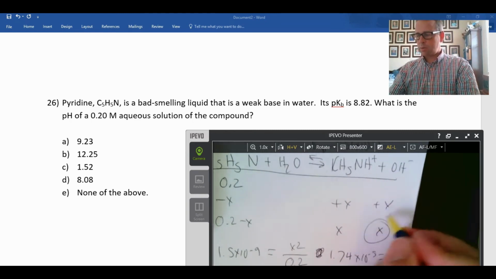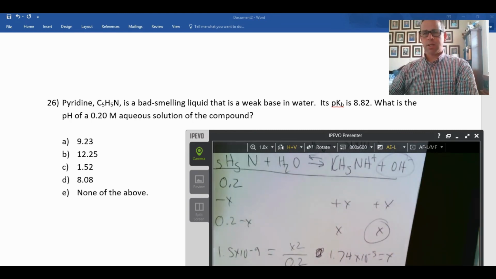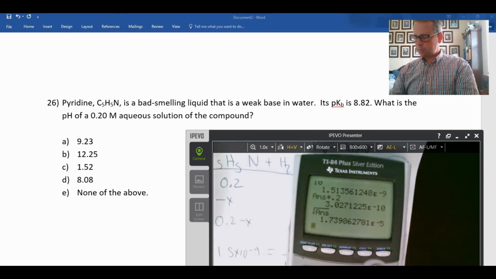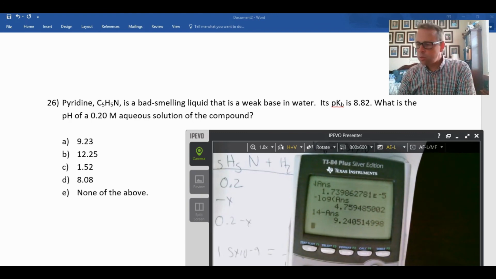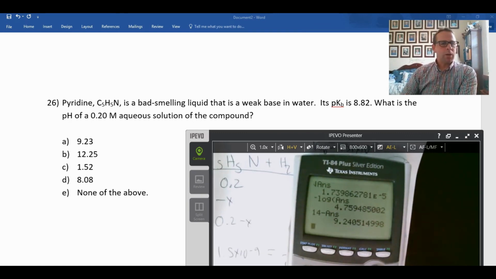And what is our x value? Our x value is the concentration of hydroxide ion. So we take the negative log of that, and then we go 14 minus that because we're looking for the pH. So a pH of 9.2, about 9.26, what did we say, A? Yeah. All right, very good.